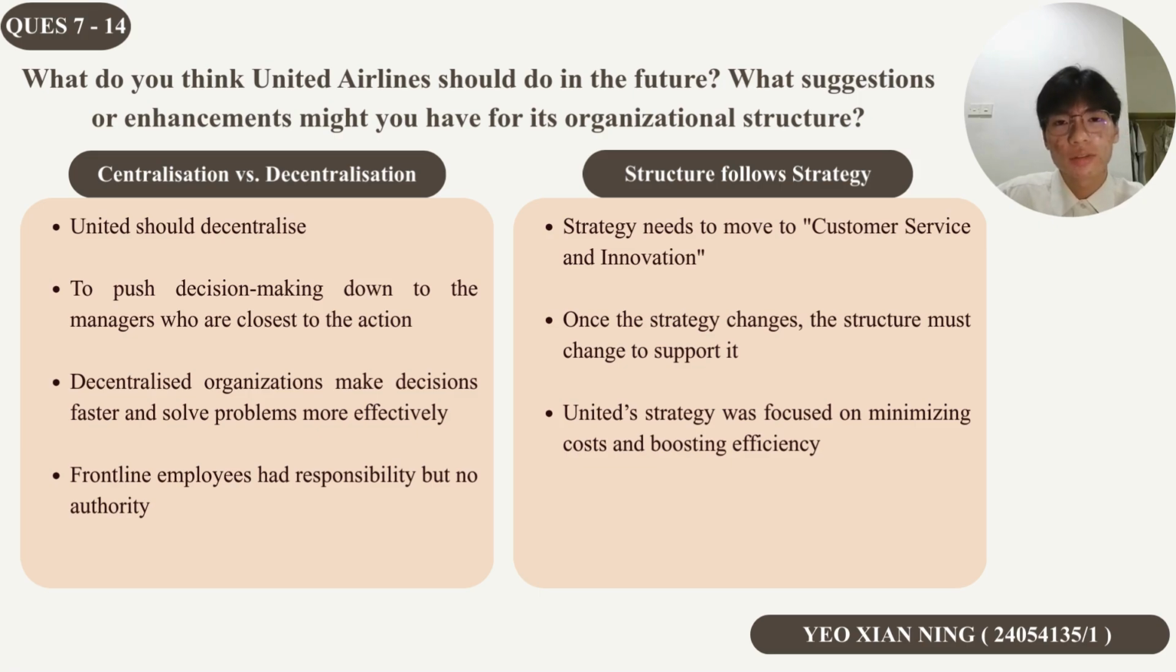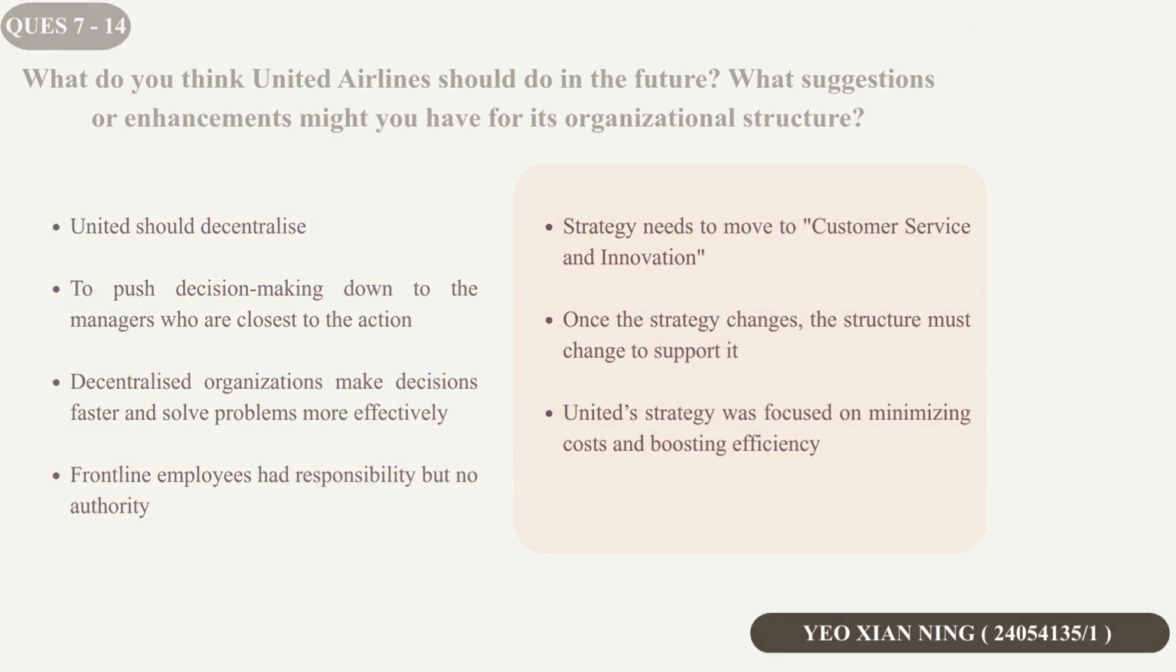Fourth, structure follows strategy. To fix their reputation, their strategy needs to move to customer service and innovation. Once the strategy changes, the structure must change to support it, such as investing in training, empowering staff, and valuing employee judgment over raw efficiency. Well, this is because United's strategy was more focused on minimizing costs and boosting efficiency. They only prioritized cost cutting and built a structure that punished waste and only rewarded strict compliance.